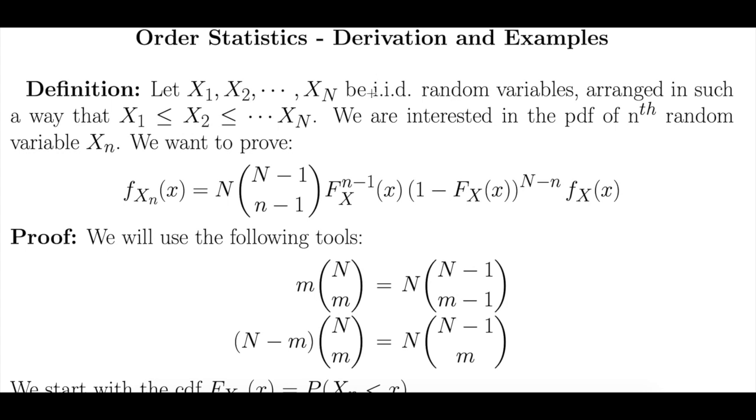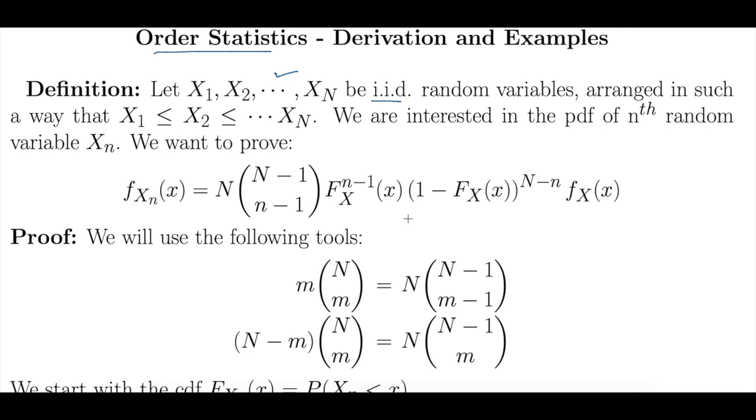Hello, so in this video we will talk about order statistics. So what does it mean? What it means is that if we have a group of random variables which are IID, for the sake of simplification of the proof.